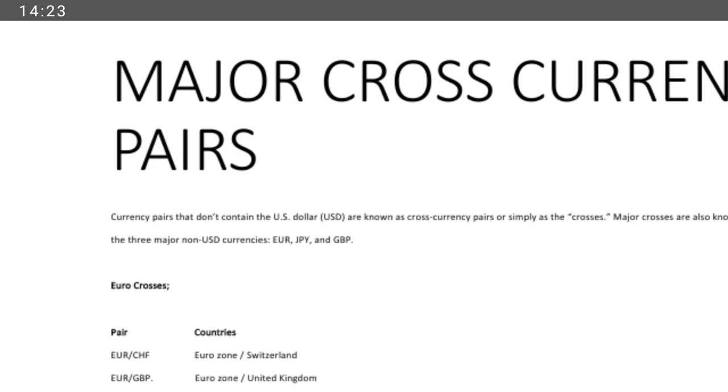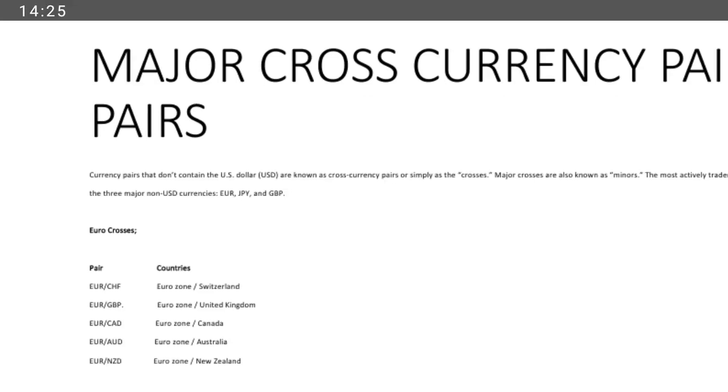So the minor crosses are the minor currency pairs. They are derived from those ones. They don't include US dollars. So there are those pairs that don't include US dollars.